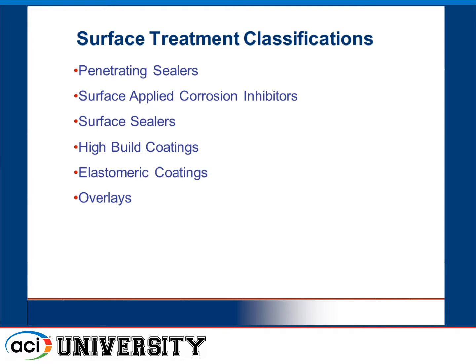The guide breaks down the surface treatment classifications as follows. We have penetrating sealers. We have surface applied corrosion inhibitors. We have surface sealers, high build coatings, elastomeric coatings, and overlays. We'll see those in a lot more detail.